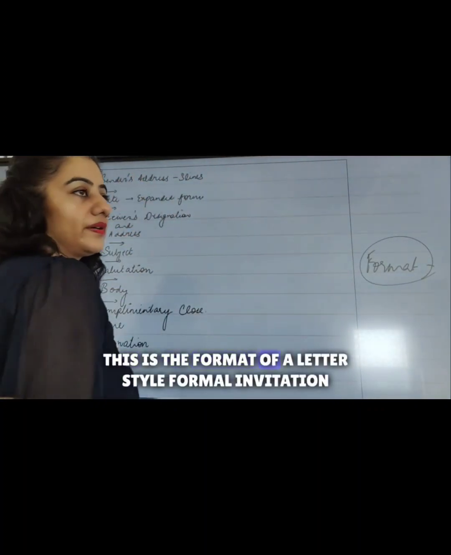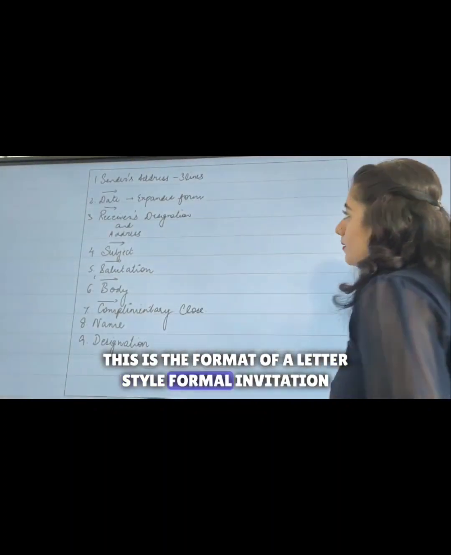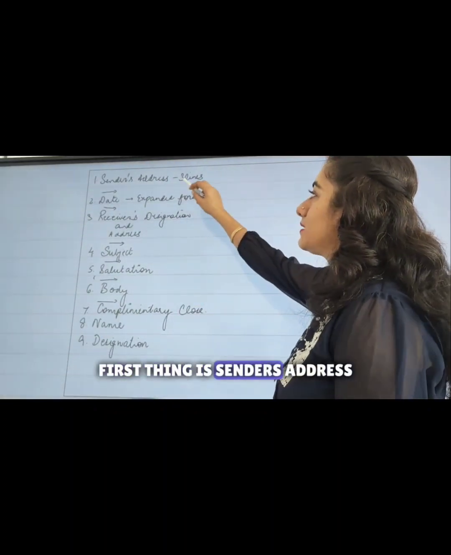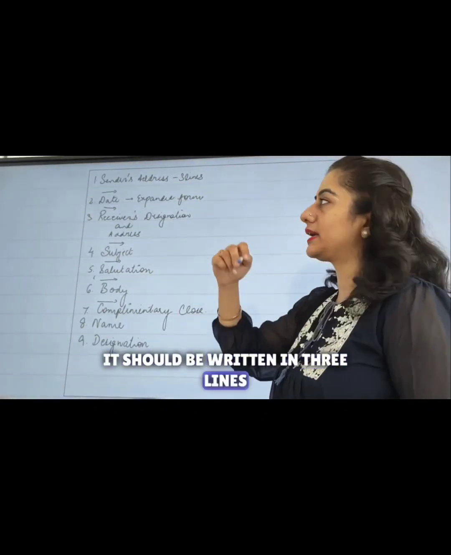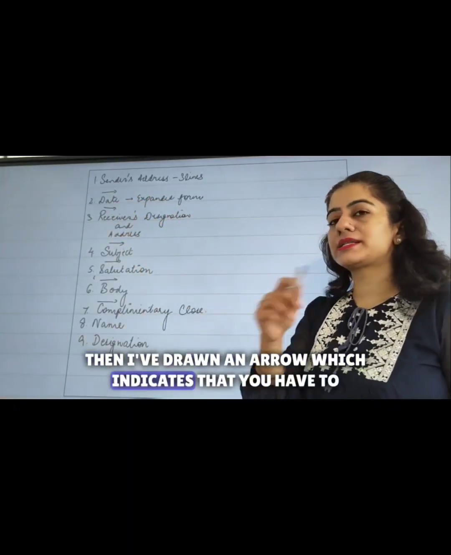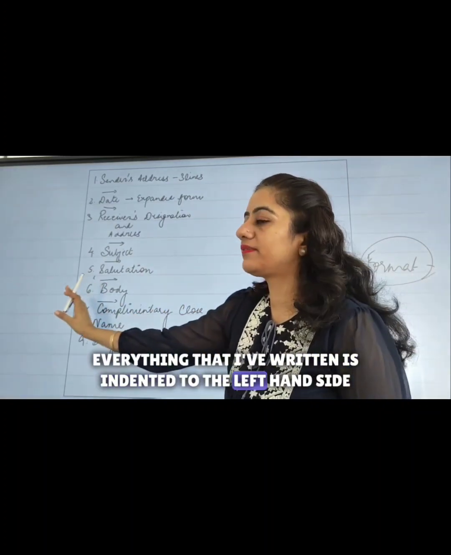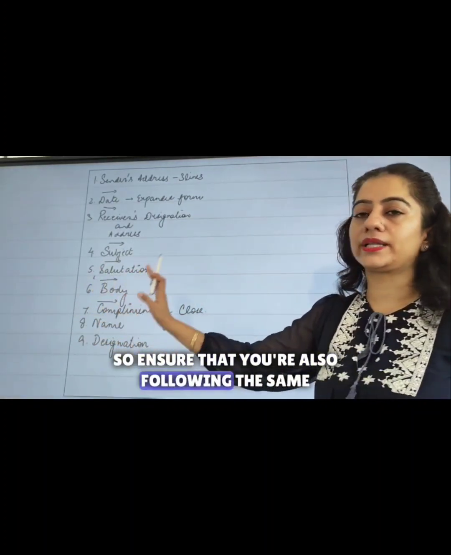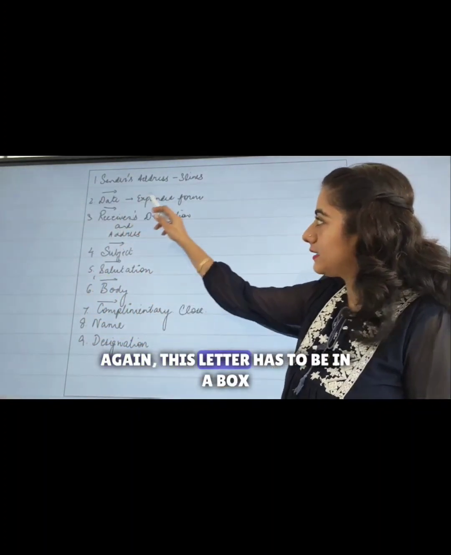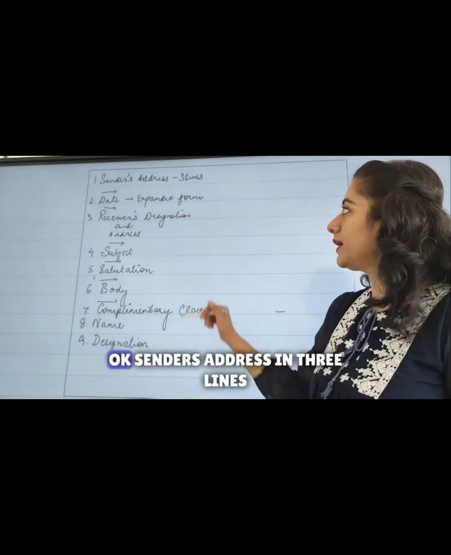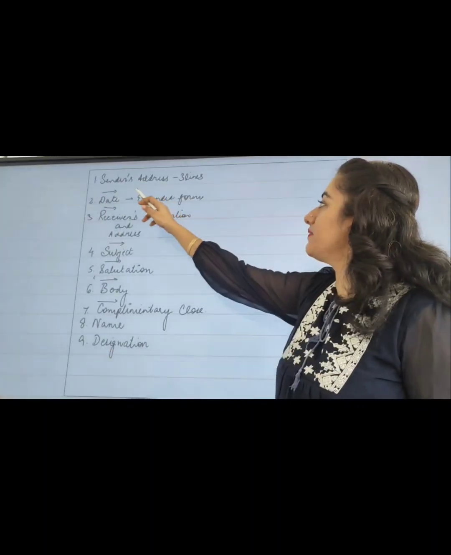This is the format of a letter style formal invitation. First thing is sender's address. It should be written in 3 lines. Then I've drawn an arrow which indicates that you have to leave a line. Everything that I've written is indented to the left hand side, so ensure that you're also following the same. Again, this letter has to be in a box. Okay. Sender's address in 3 lines, leave a line, date.